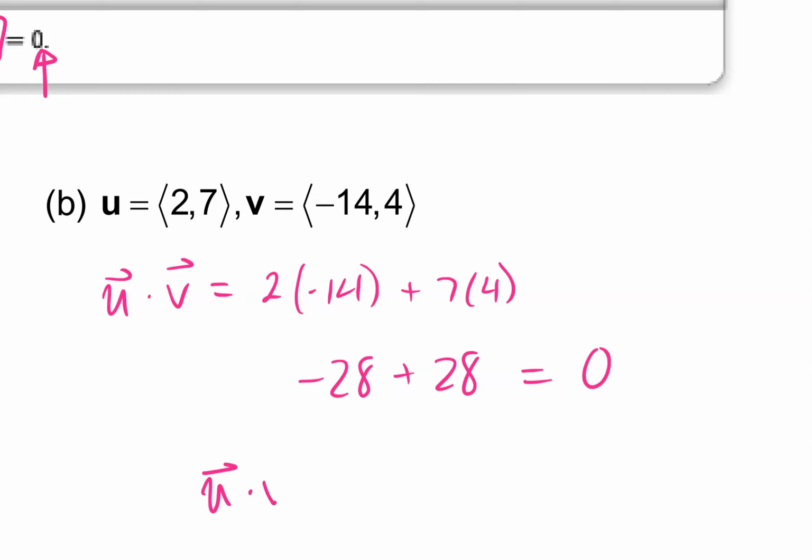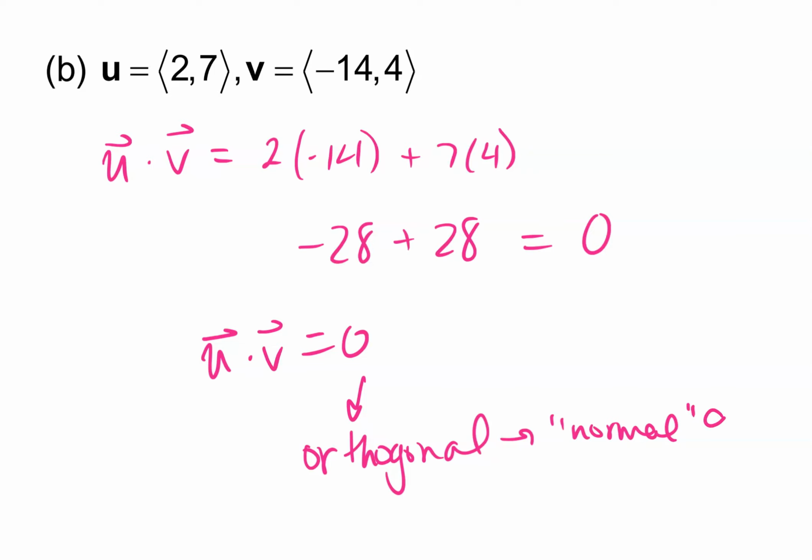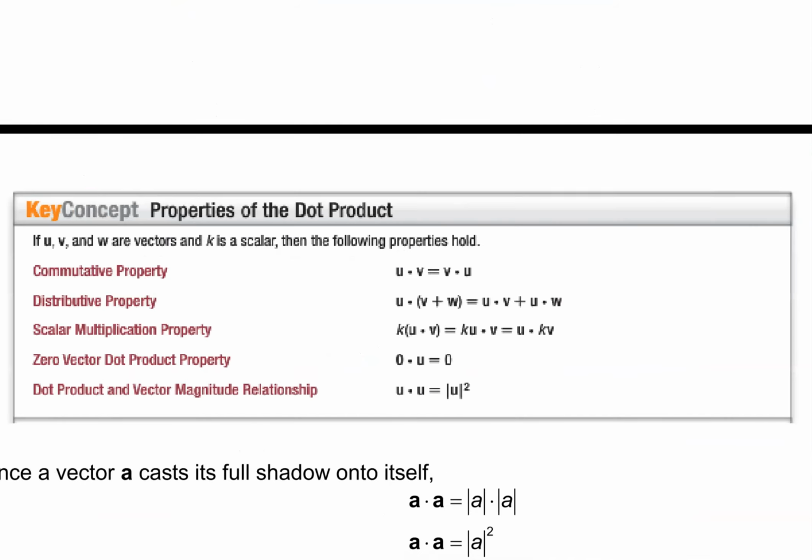So that means the dot product will be 0. Therefore, we know they're orthogonal. Another way of saying orthogonal is saying they're normal to each other. Normal means 90 degrees, they're perpendicular. All of these words mean the same thing, they're synonyms. Okay, so other properties of dot products.